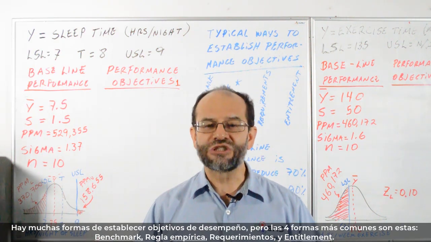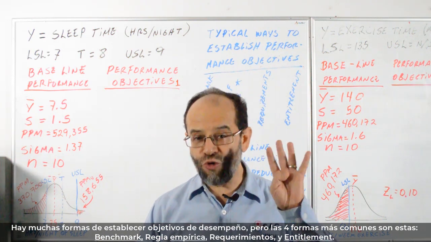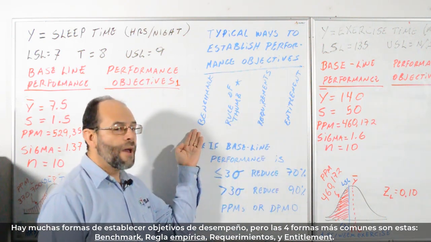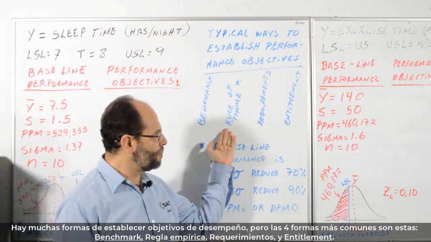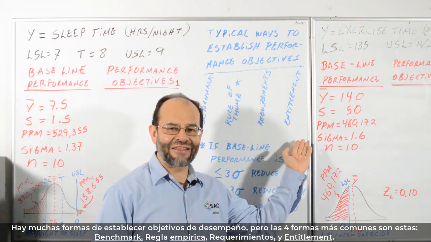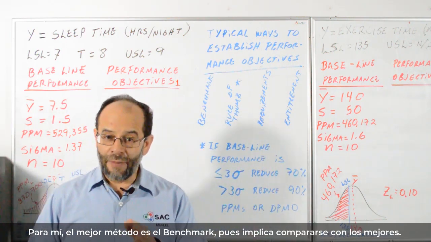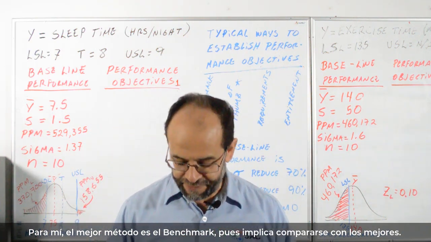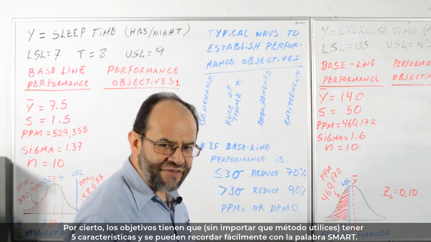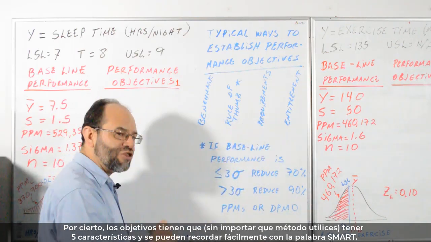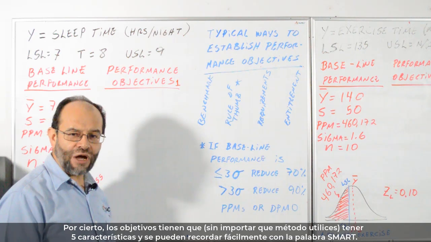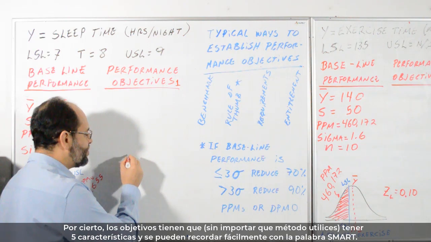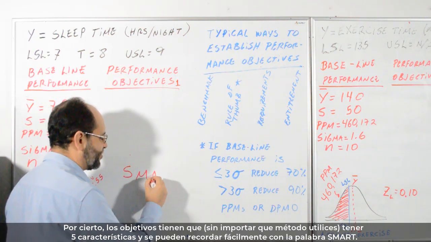There are many ways to establish performance objectives, but the 4 most typical ways are these ones: benchmark, rule of thumb, requirements, and entitlement. To me, the best method is benchmark, which is to compare with the best. By the way, no matter what method you use, the objective has to have 5 characteristics. And basically you can remember that one with the word SMART.